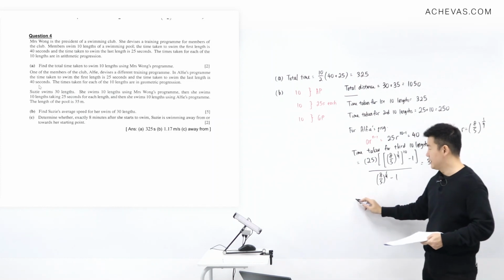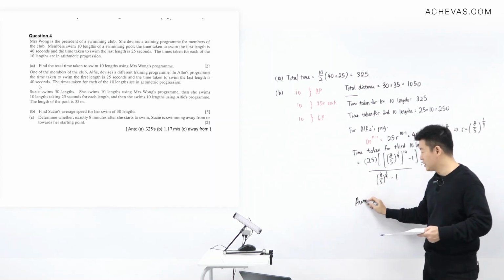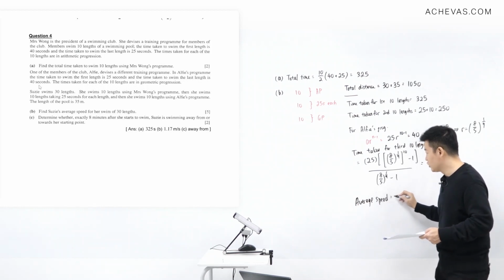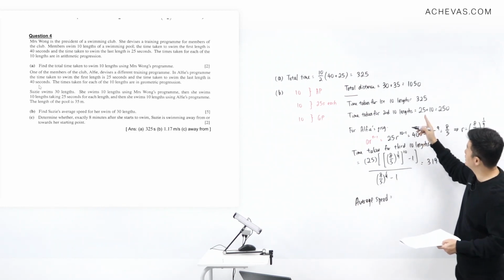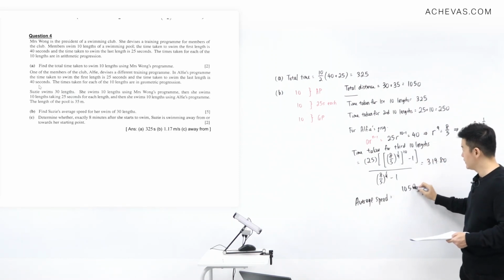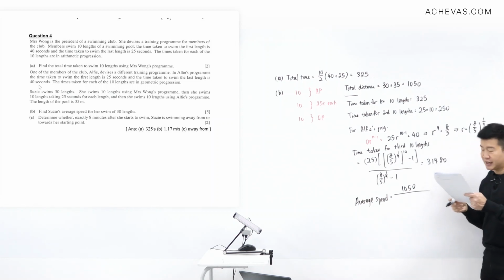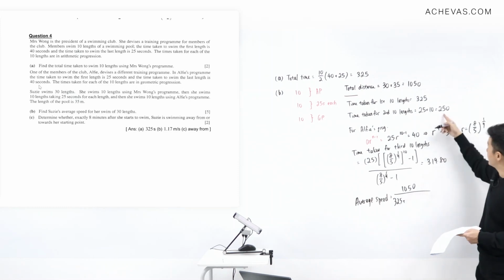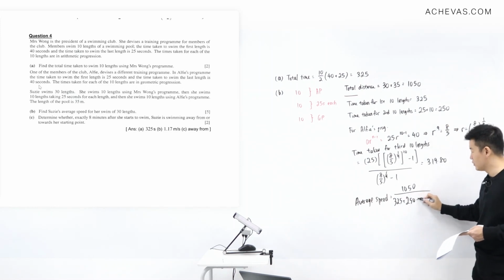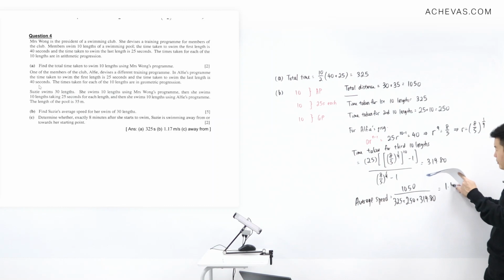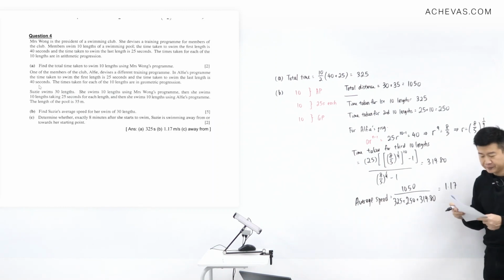This gives us a total time taken of 319.80. And from this, we can find the average speed that Susie will be swimming. The average speed is equal to the total distance we have calculated, 1050, divided by the total time taken: first 10, 325; second 10, 250; and the third 10, 319.80. So the average speed is going to be 1.17.